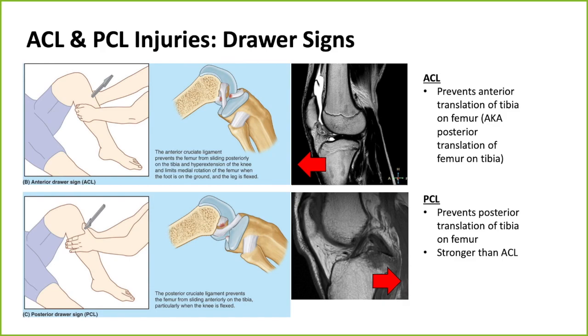Okay, here's the drawer testing that I talked about. So that ACL is preventing anterior translation of the tibia on the femur, or that posterior translation of the femur on the tibia. So that's what it looks like. So I'm pulling anterior drawer, pulling this tibia forward, posterior, I'm pushing it back. And practice on your friends, and it'll make more sense.